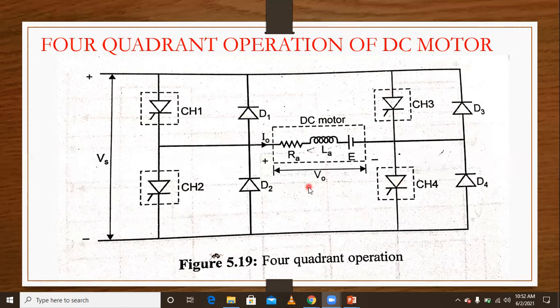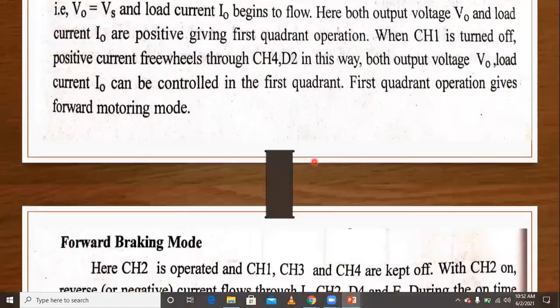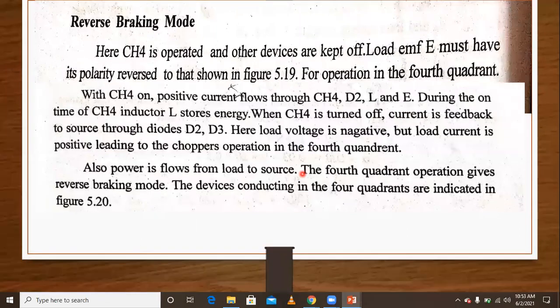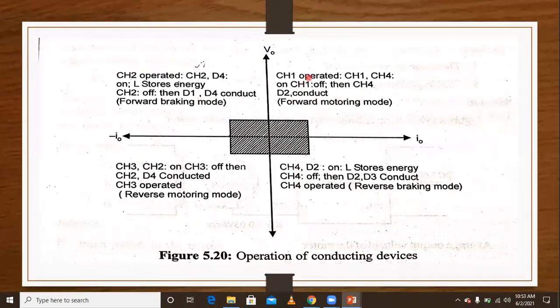In this forward motoring mode, first quadrant operation, voltage and current are both positive. In first quadrant operation, the voltage V0 and current I0 are both positive. It is the forward motoring mode.